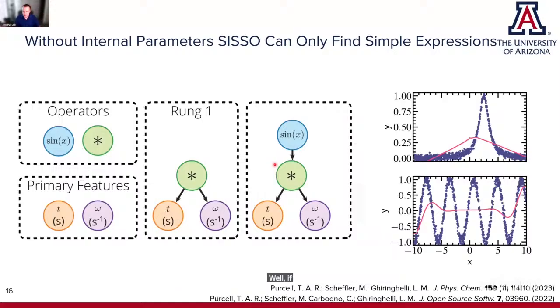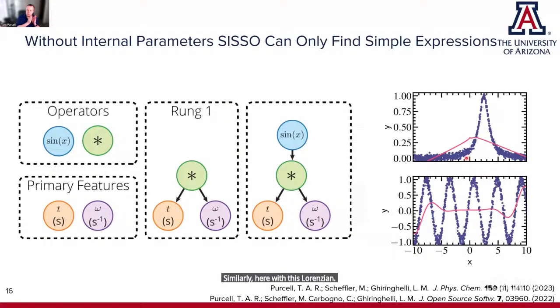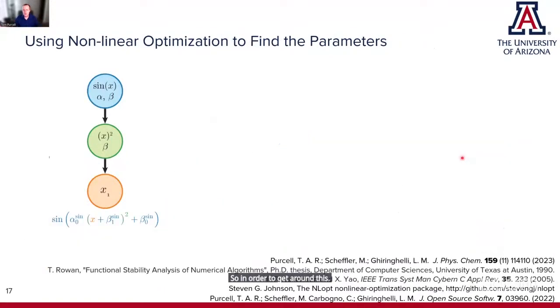Well, if we try to pass this into SISSO itself, so this is just a sine function of x and y with some frequency and some phase shift added to it, SISSO doesn't know what to do with it because it can't actually find those expressions. Similarly here with this Lorentzian, moving it slightly off center means that it's no longer accessible for SISSO to find. So in order to get around this, we implemented a nonlinear optimization scheme that we call parametric SISSO in order to find these more complicated expressions.